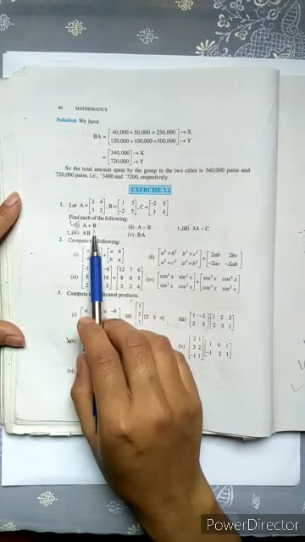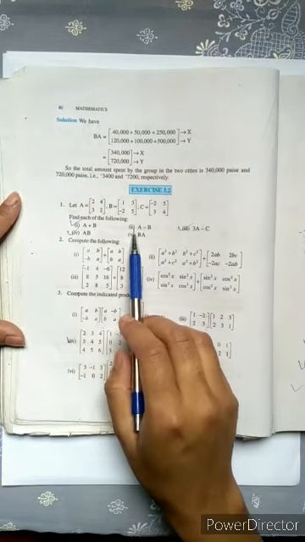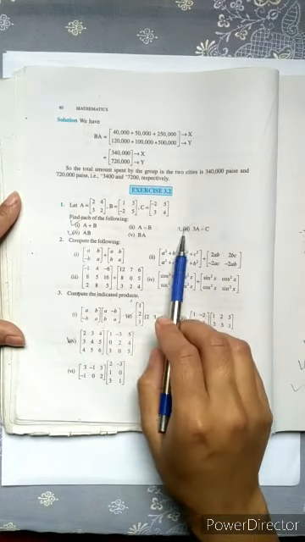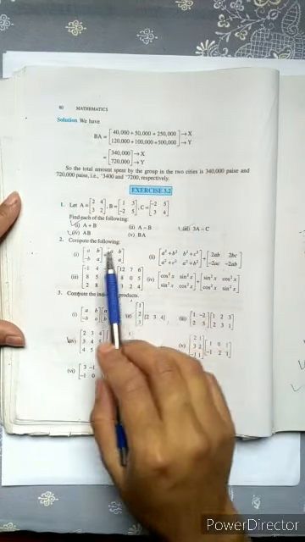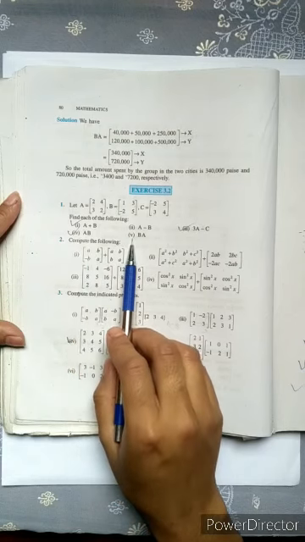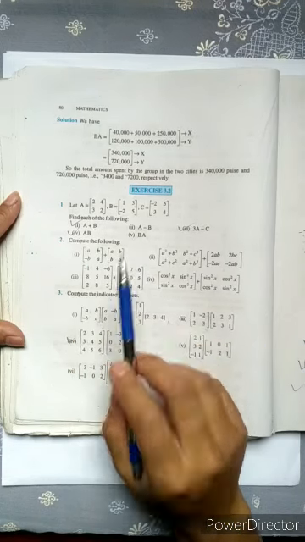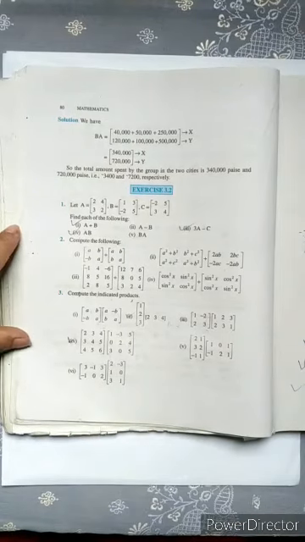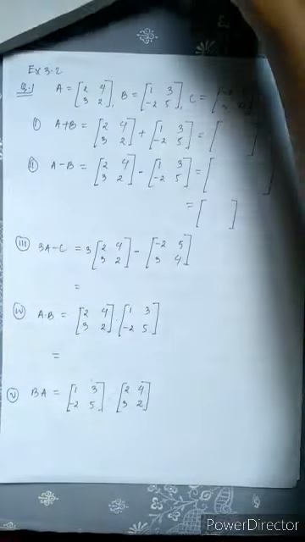Roman number 1, find A plus B. Number 2, A minus B. Number 3, 3 times of A minus C. Number 4, A into B, multiplication of matrix A and matrix B. And number 5, multiplication of matrix A and the matrix B.